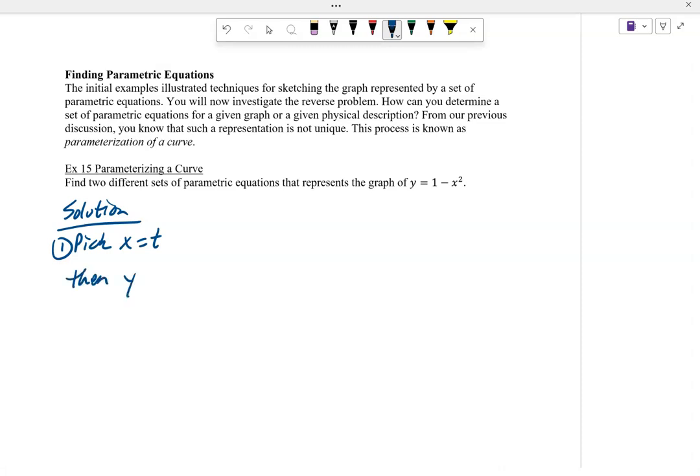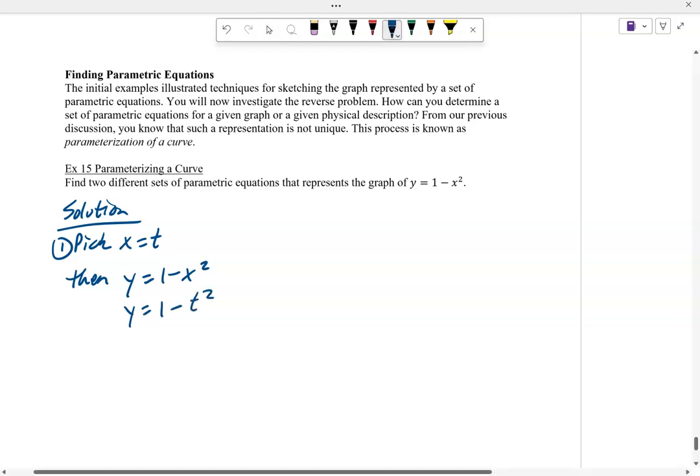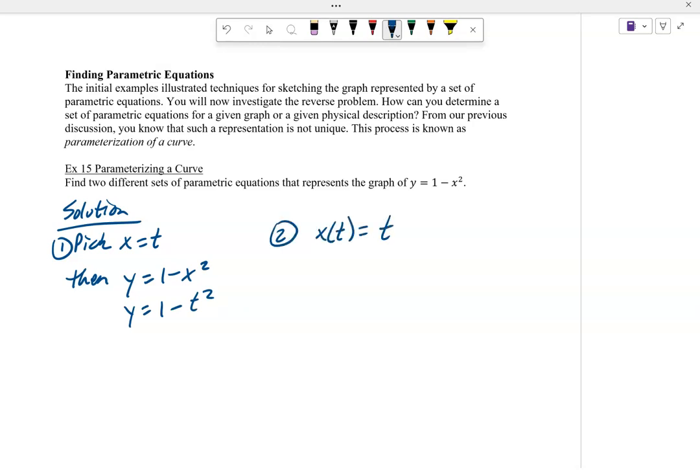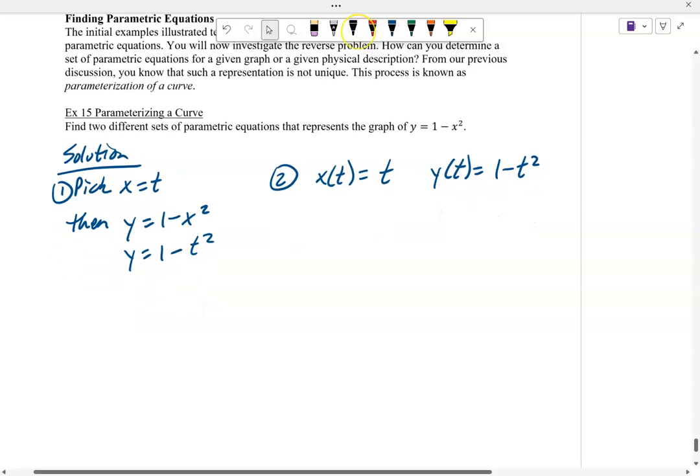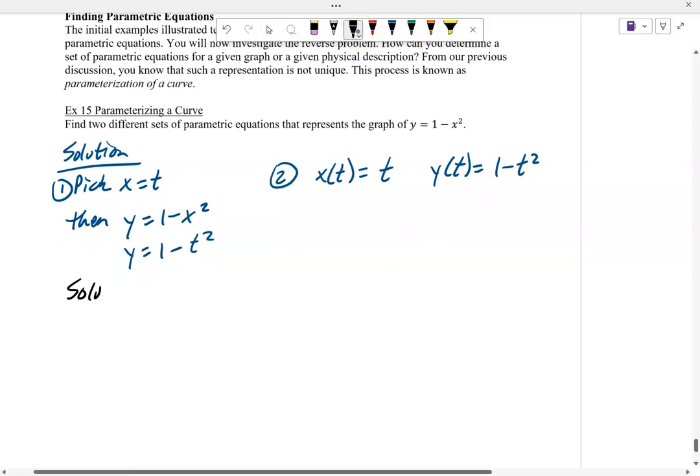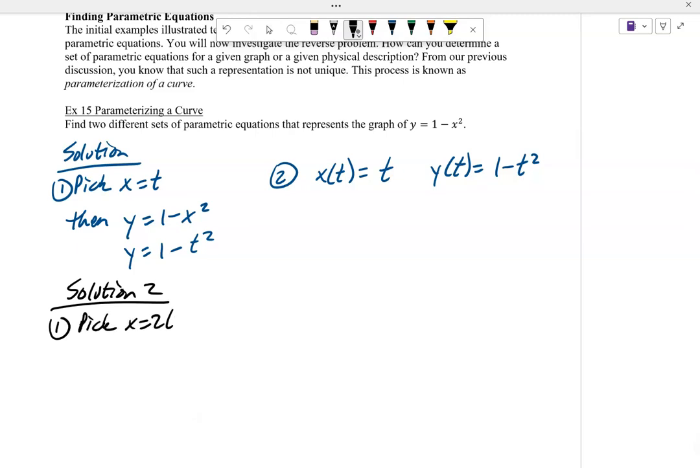Well, if x is t, then y would be 1 minus t squared. And so my parametric equations are x is t and y is 1 minus t squared. So that's probably the easiest one to do first. But it says do it at least twice. Let's just pick the next one. How about x equals 2t minus 1?